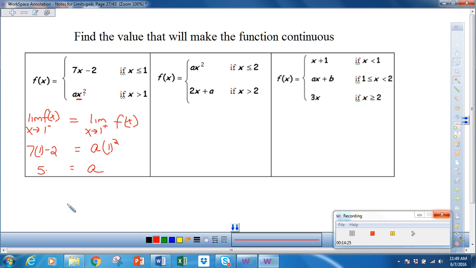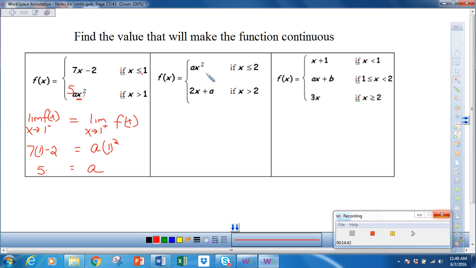Okay? So let's write that. If this is 5x squared, we see that the limit, doing a direct substitution, I get 5 here, I get 5 here, so the limit exists. Then f of 1, which would be defined here, f of 1 is 5. So now I have the limit is equal to f of 1, and therefore it's continuous. The limit is defined, f of 1 is defined, and they're equal to each other, so therefore it's continuous.